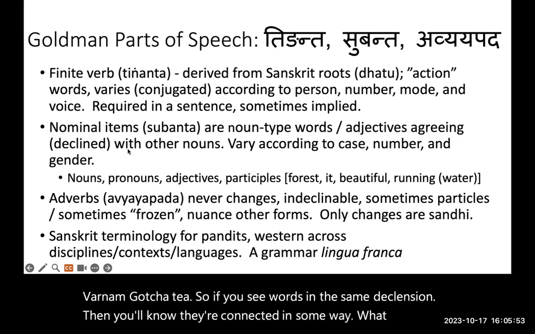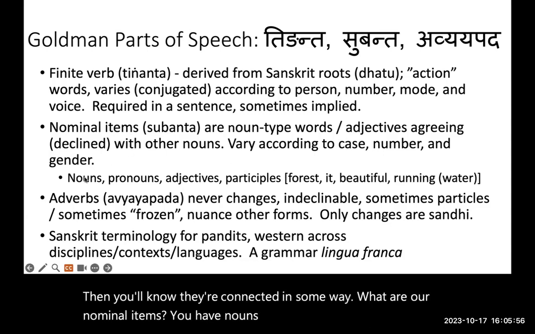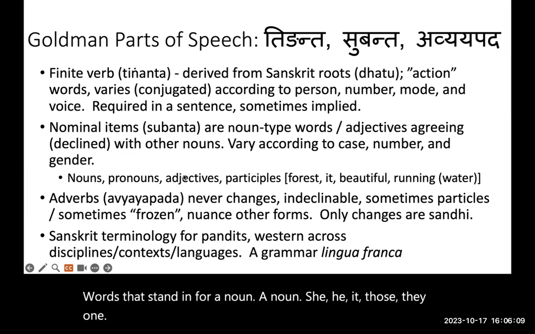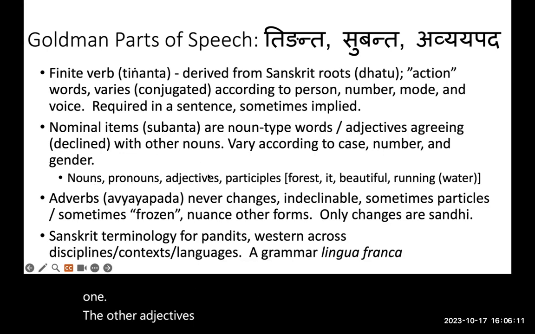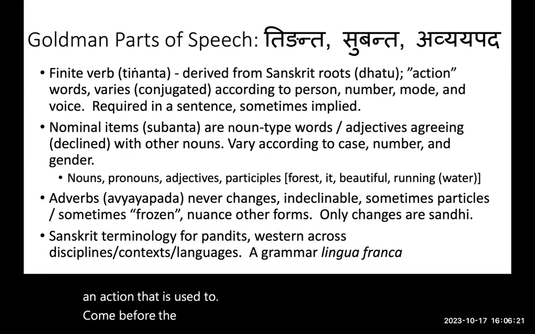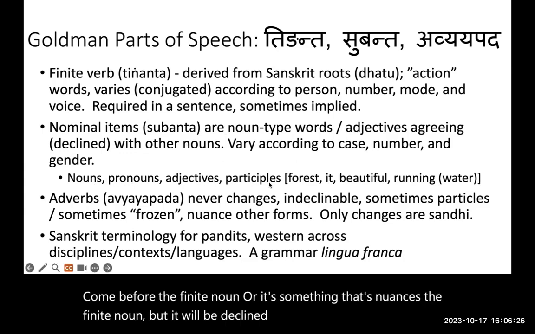What are our nominal items? You have nouns: person, place, or thing. Pronouns, words that stand in for a noun: she, he, it, those, they, one, the other. Adjectives that describe a noun, and participles, which is an action that is used to come before the finite noun, or it's something that nuances the finite noun, but it will be declined to fit with the other main nouns.